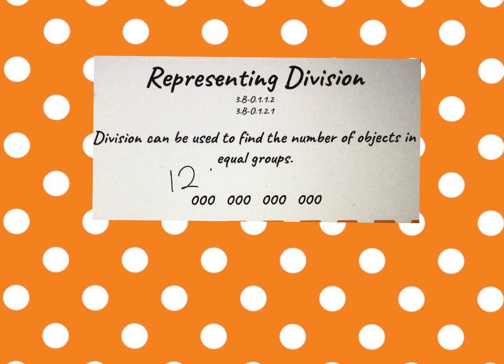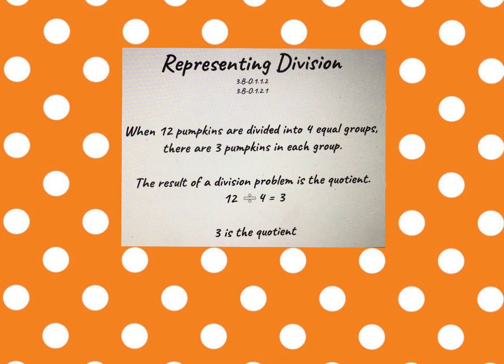And then we're going to divide those 12 into 1, 2, 3, 4 equal groups. And so how many objects are in each group? That's what we don't know, so we can count that up. 1, 2, 3. Okay, so let's continue on. When 12 pumpkins are divided into 4 equal groups, there are 3 pumpkins in each group.